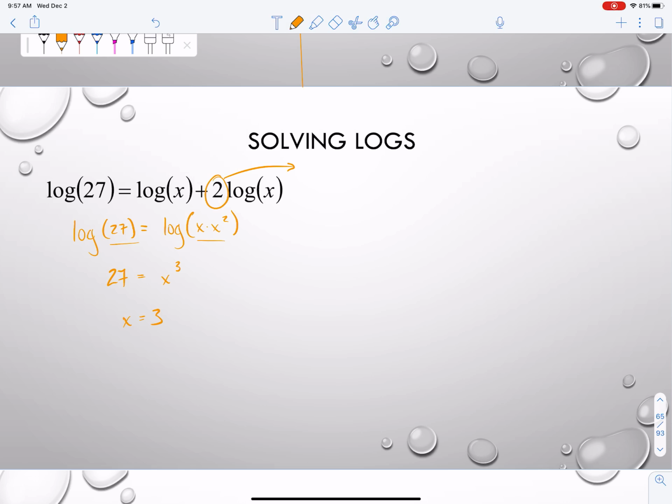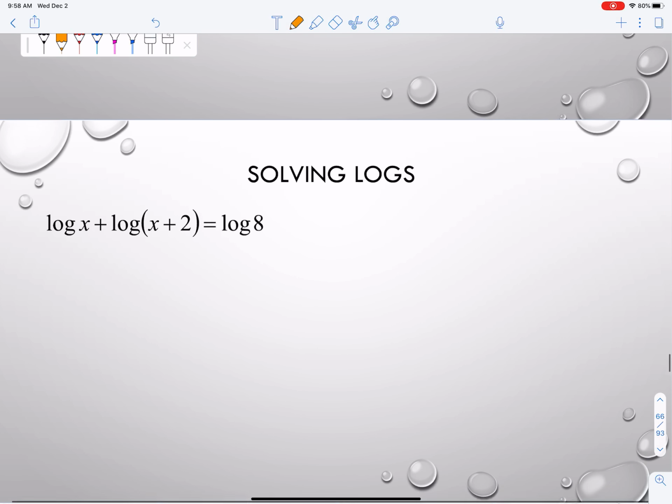Again, if I plug the 3 back in, we're going to be good to go. Here I would have essentially 3 log of 3, and on the left, I could rewrite this as 27 is 3 cubed and bring that 3 down, and I get 3 log of 3, which would equal my right hand side. Okay, so if you were verifying it, you could do it that way as well.